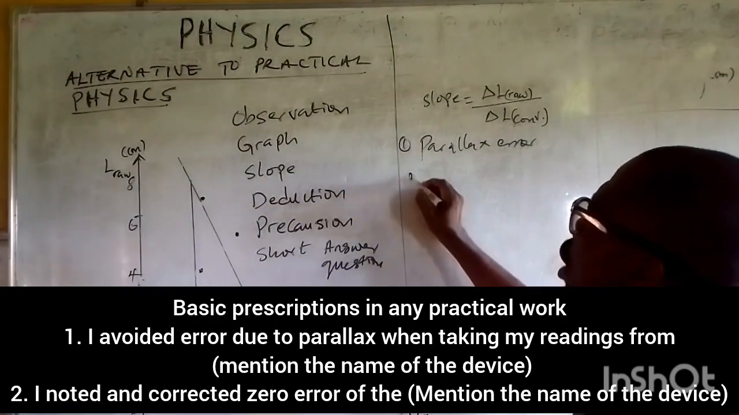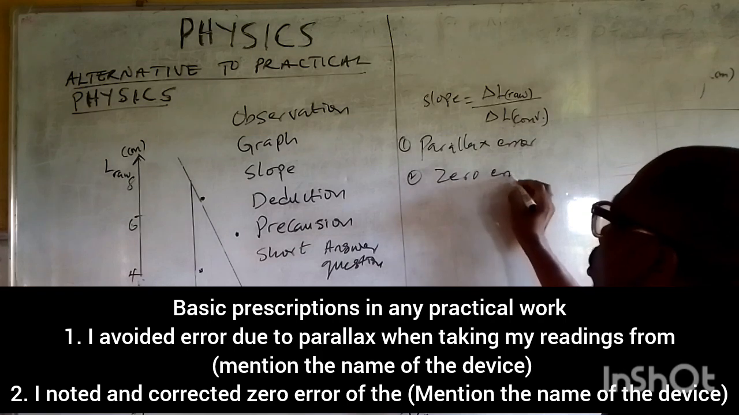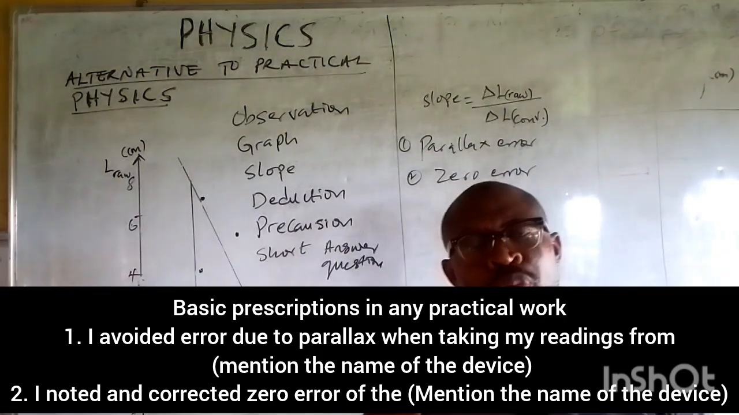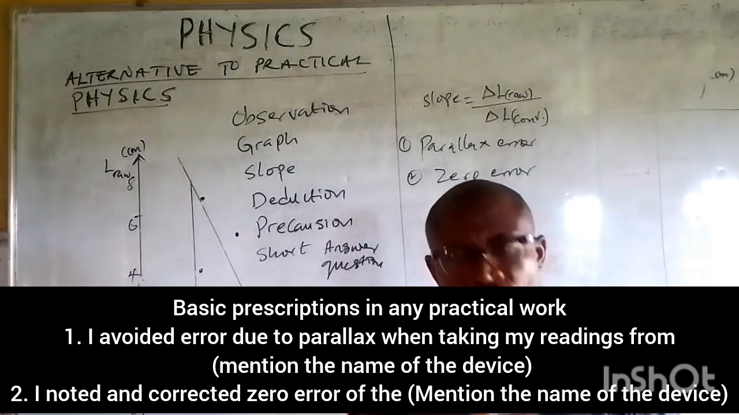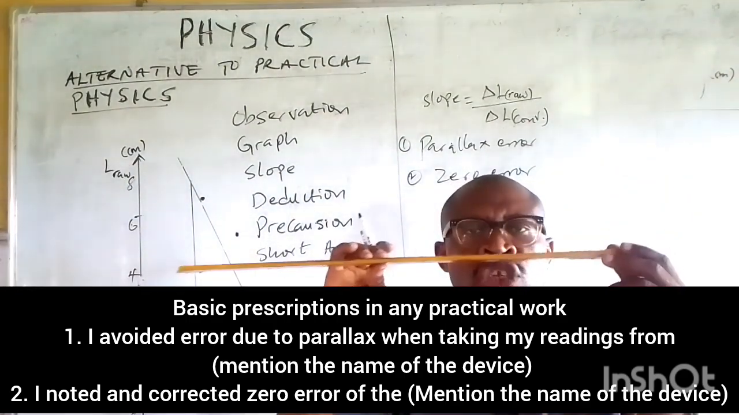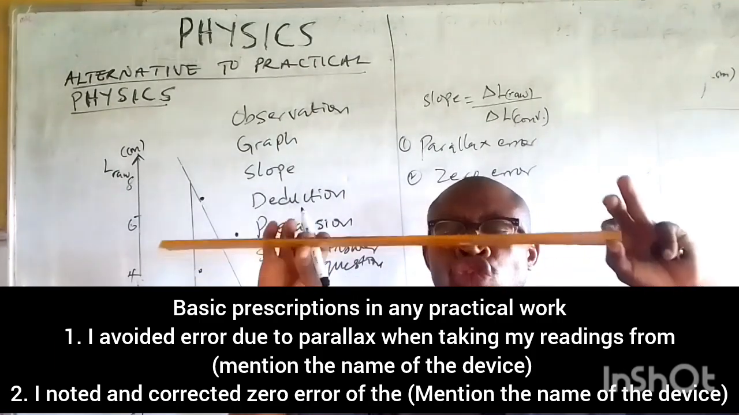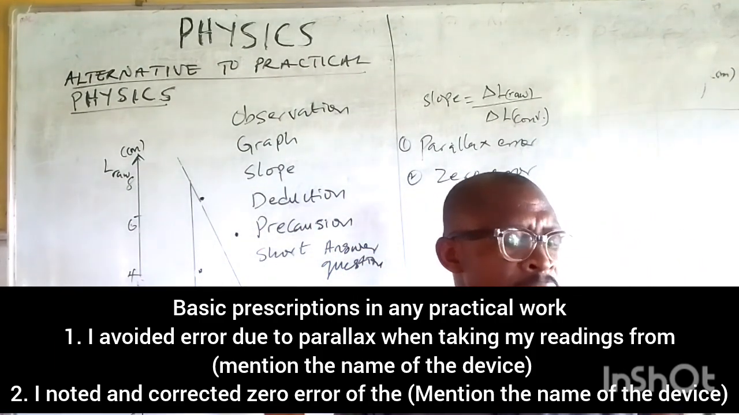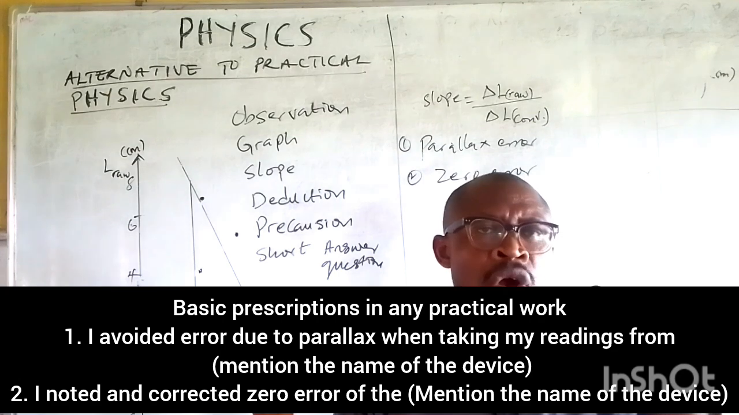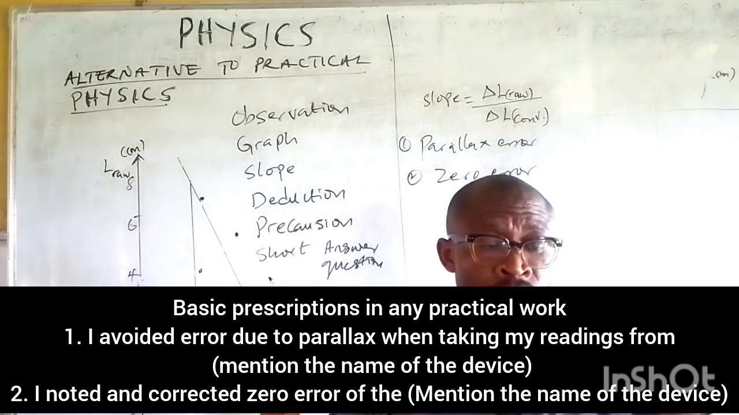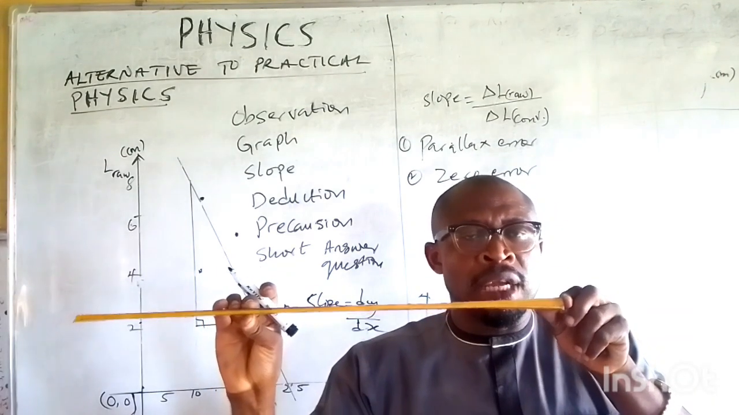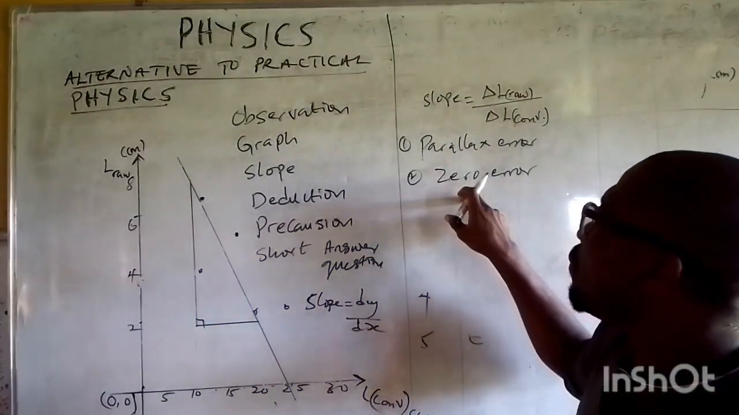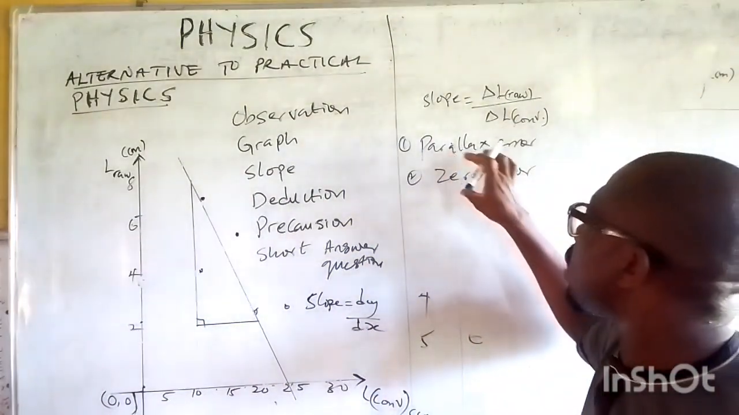Now the second one is 0 error. How you put it? State it. I noted and corrected 0 error of whatever given to you. If it is this one, of course, like I said, you don't just drop it. If you drop it, you make sure that yes, the zero calibration is reading from the middle. So far from the first position there. So if it's not properly placed, you place it properly. So by so doing, you note and correct this 0 error.